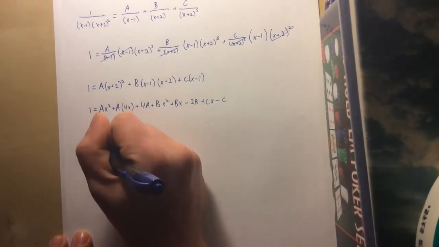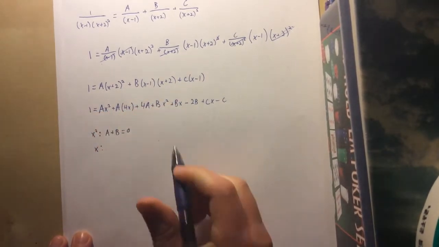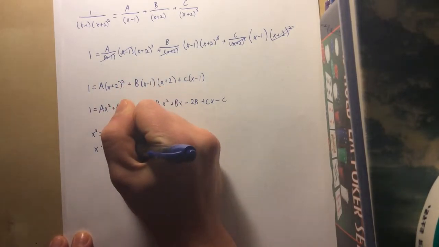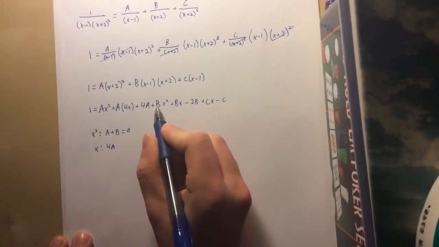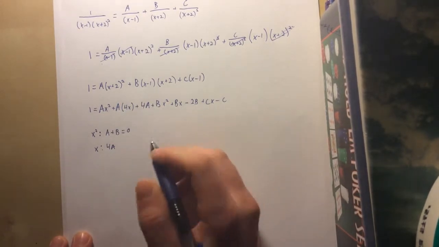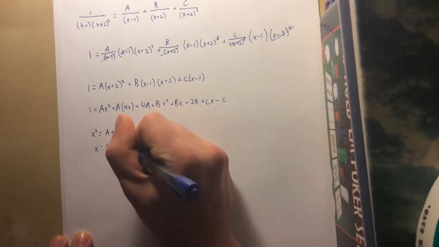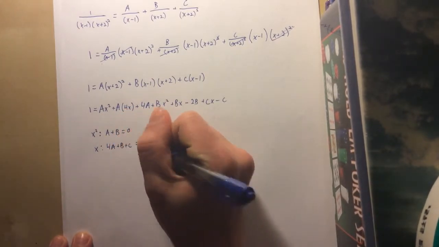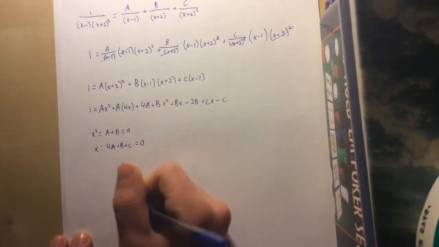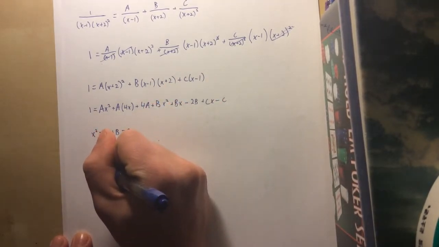And if we do that with the x's, we have a 4a here. And then we have a b right here and a c right here. So 4a plus b plus c is going to have to equal the x's on the left side, which once again is 0. And now let's look at our constants.